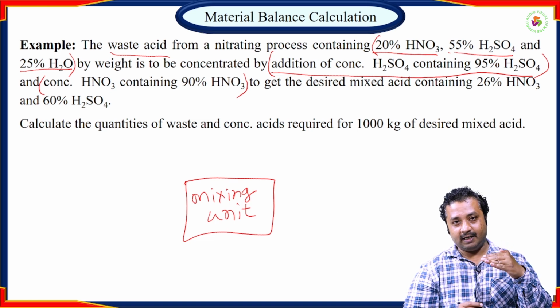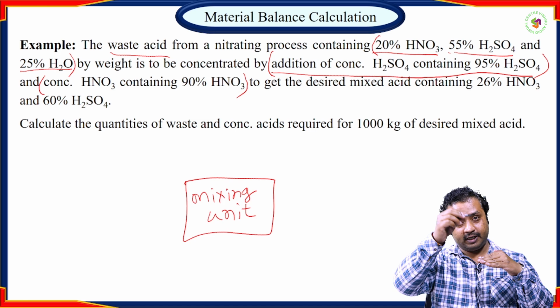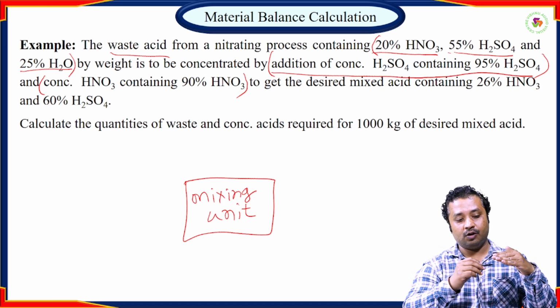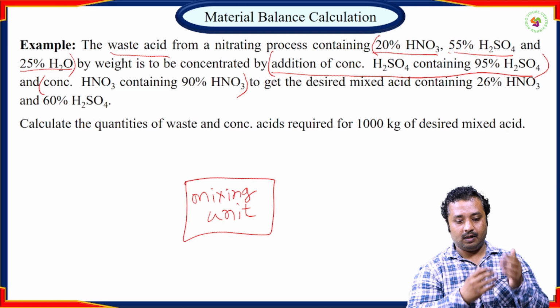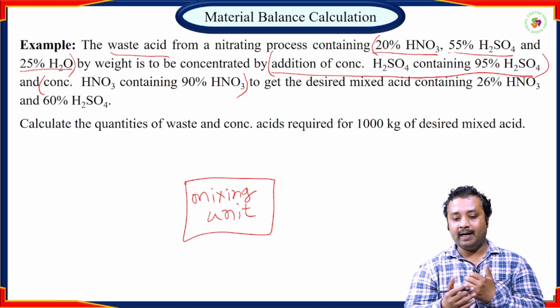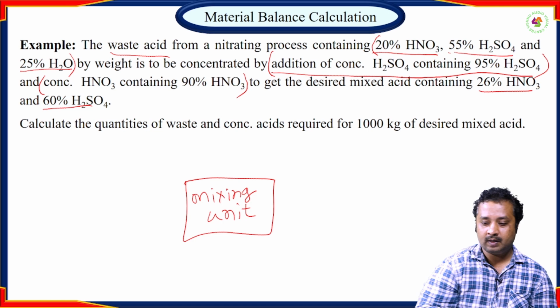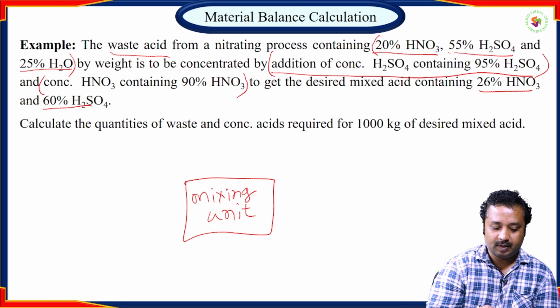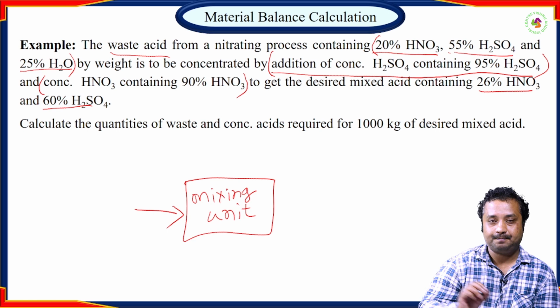We have to concentrate those waste streams by adding two concentrated streams, H2SO4 and another concentrated HNO3 stream, to get the desired product of this composition. Okay, so let us draw the diagram. So first, our input to the mixing unit is our waste acid.